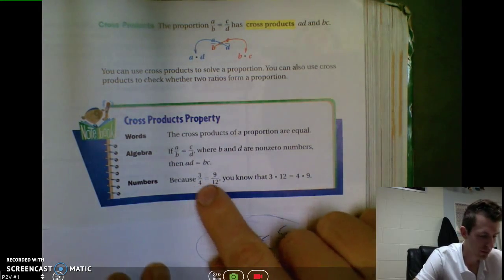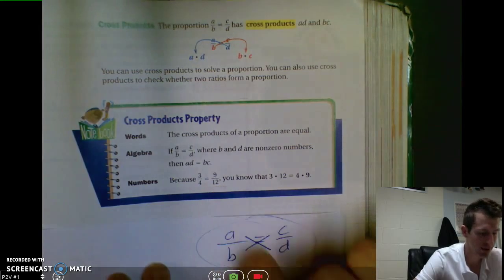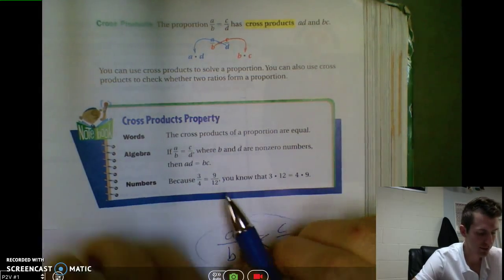So, 3/4 is the same as 9/12? Yes, it is. These fractions are the same.